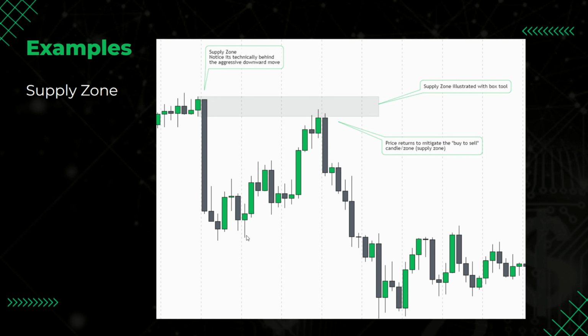So just to recap on our supply zone here before we move to the next slide, we can illustrate the supply zone by finding the last up move before the aggressive sell-off, and we can use our box tool and control or command to snap it to the top of this candle and the bottom of this candle, and then we can drag it out to either A, when price already came back and touched it, or B, if you're in a live market, watch until price actually does touch it. And so again, price returns to mitigate the buy to sell candles and then taps into the supply zone, and that's why we have a sell-off.